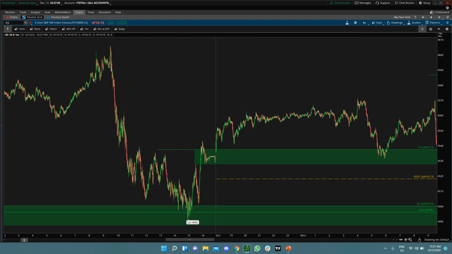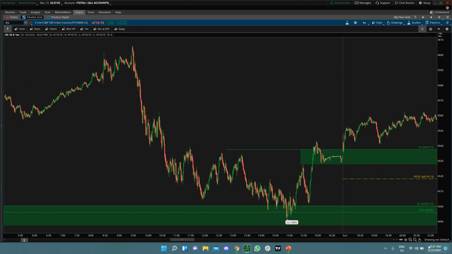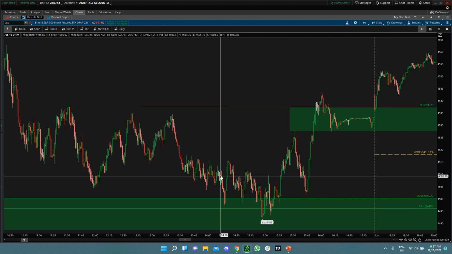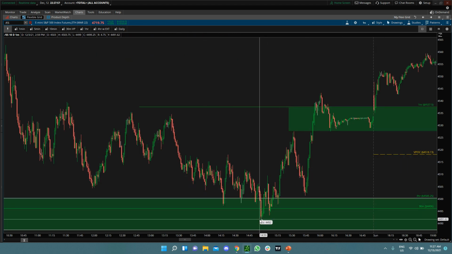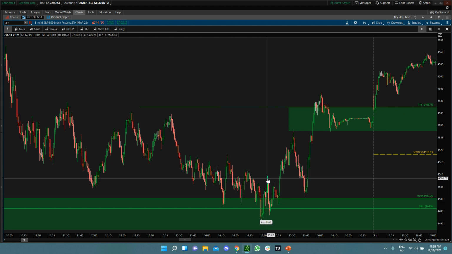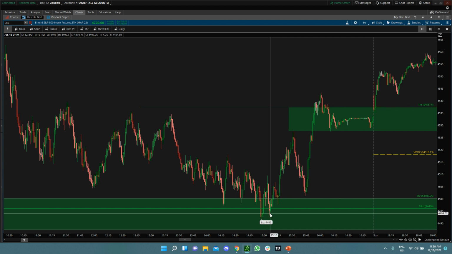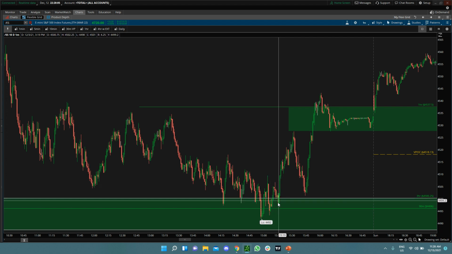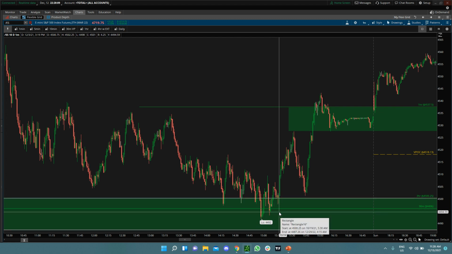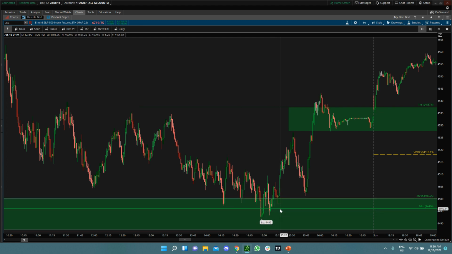Yeah, so this was the day that we're talking about. It came in, tapped, rallied up again, reversed a little bit, and then came in and printed the higher low, and then proceeded to print another higher low. These are the things that you want to look out for when trading demand zones.